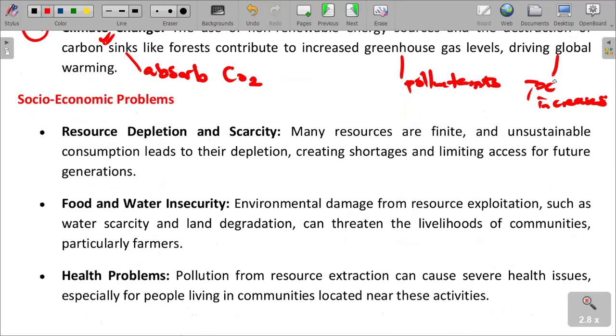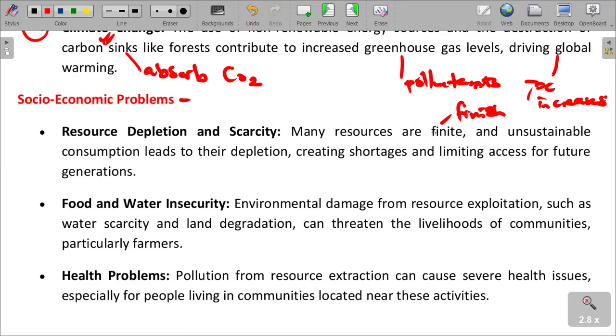And then economic problems. These are challenges that have to do with the standards of living of people and access to wealth. So, resource depletion and scarcity. Resources get finished and become unavailable. Many resources are finite, meaning that they can finish up when they are exploited. So what we need to understand is that they are unsustainable.